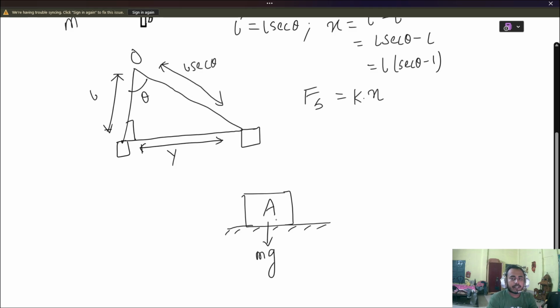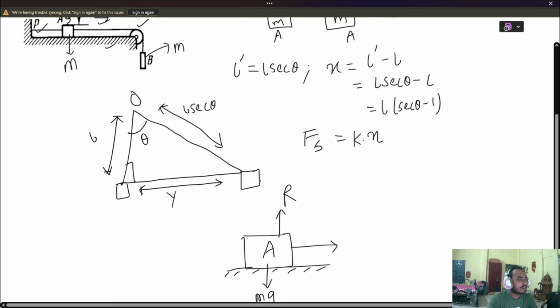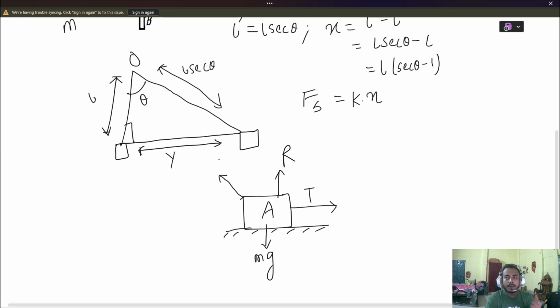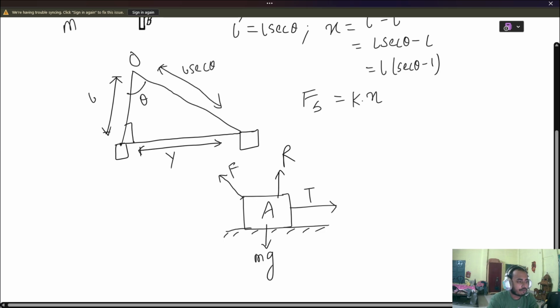The ground basically gives back a reaction force, which is the normal force upwards, which is R. Okay, now along this block is also acting a tension on the right, as you can see from the pulley. The tension on the right is basically T, and also you can understand there is the spring which has been attached to it, which is also pulling it back because it has been extended. So it's now pulling it back with some force F.